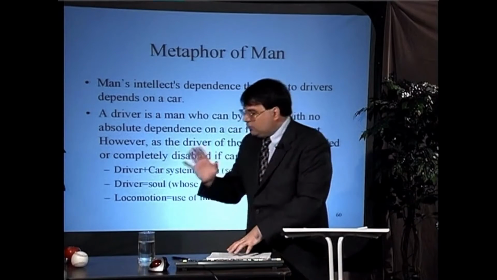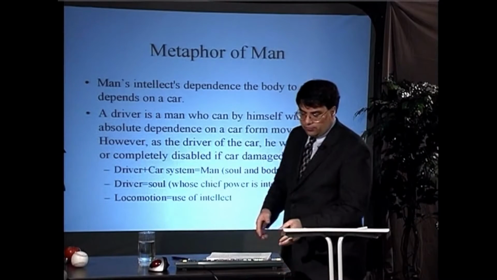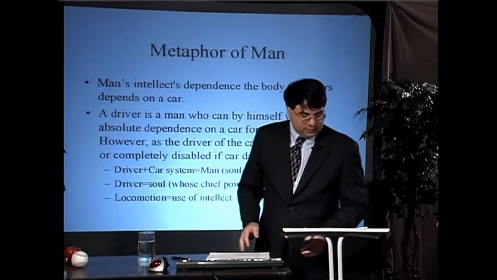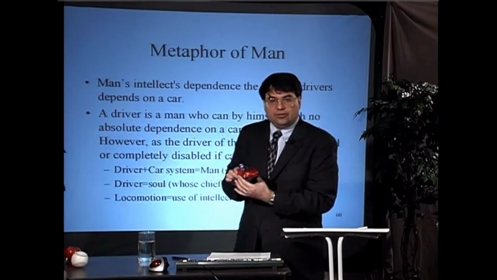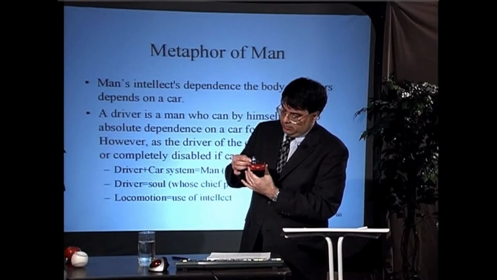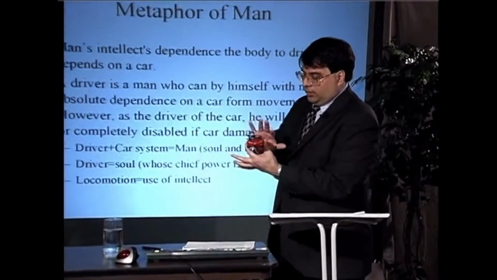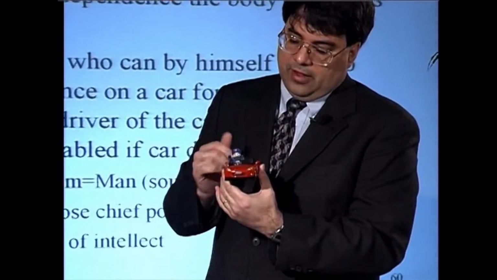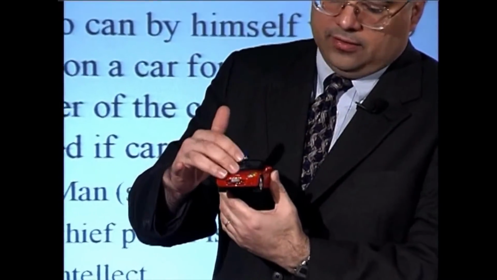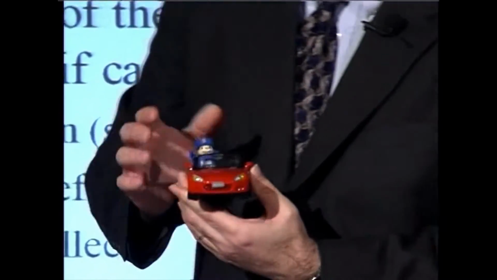So an image that we can start with as a crutch that you should get beyond, a metaphor that can maybe help you understand this, is you can think of the man as the man-driver system. We have a little car here, my son's car, and we can think of the man-driver system as the body-soul. So this would be the body, this is the substantial form, and this is the body.